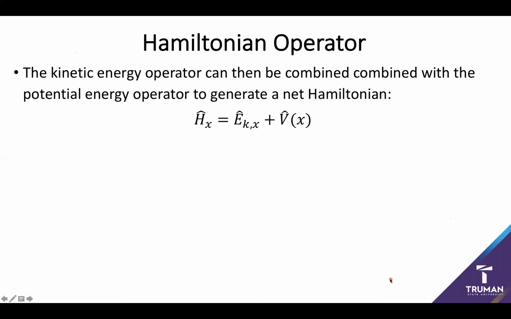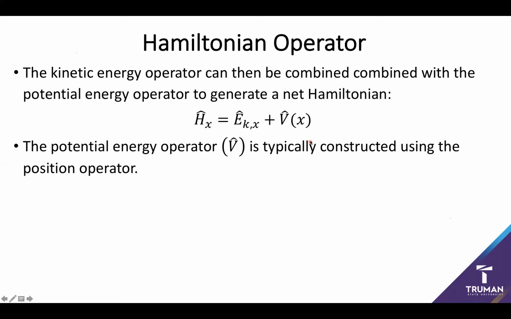However, it turns out kinetic energy isn't everything. So we can combine our kinetic energy operator with a potential energy operator to get an overall one-dimensional Hamiltonian. Now, this gives us the question of how we are going to construct our potential energy operator. Well, this is usually going to be done using the position operator, because by its very nature, the position of a particle is going to dictate how favorable it is to be in one location versus another.